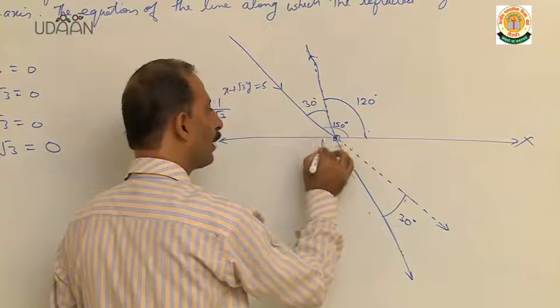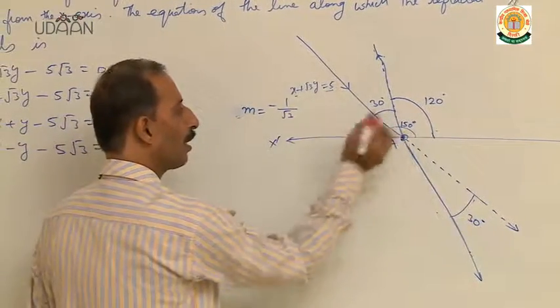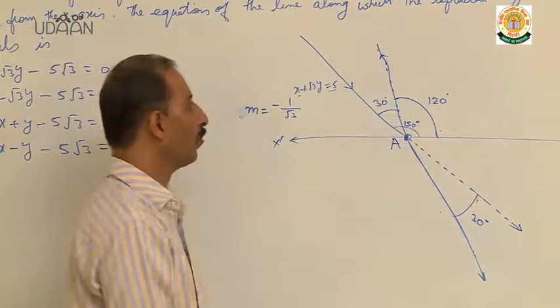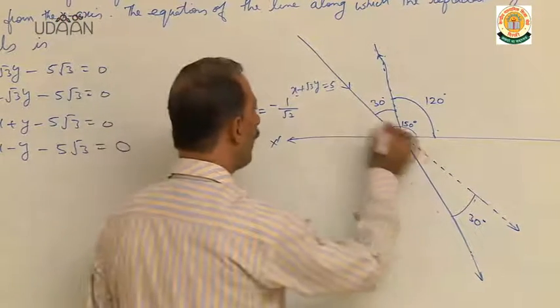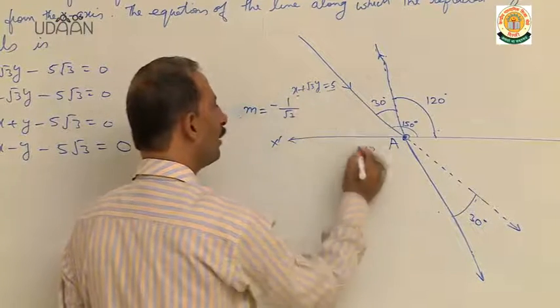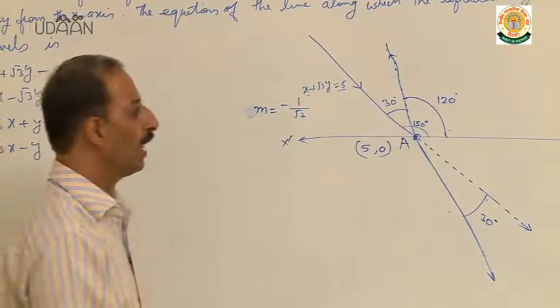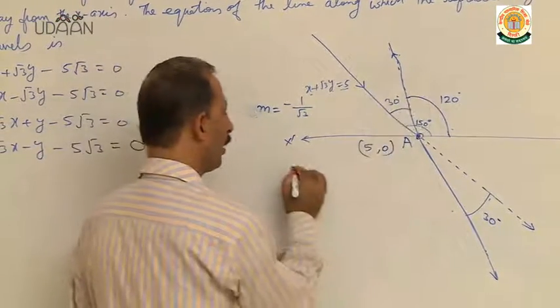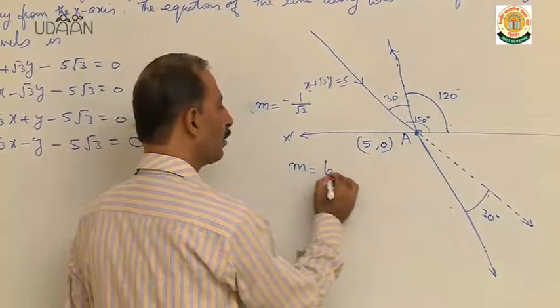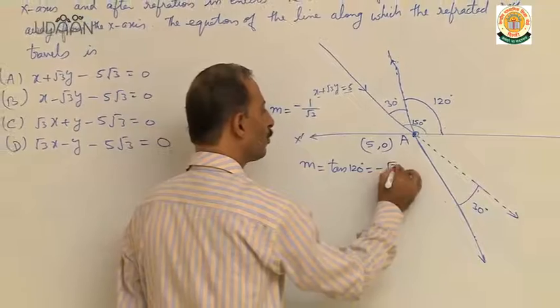First of all, find the coordinate of this point A. Now this line cuts the x-axis at the point A. So here, the y coordinate will be 0. Put 0 in place of y, and the x coordinate you will get is 5. So the coordinates of the point A is (5, 0). And the slope you can find. The angle is 120 degree, so tan 120 degree is minus root 3.